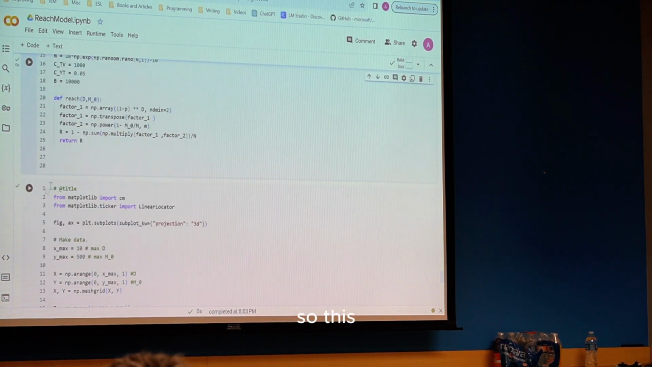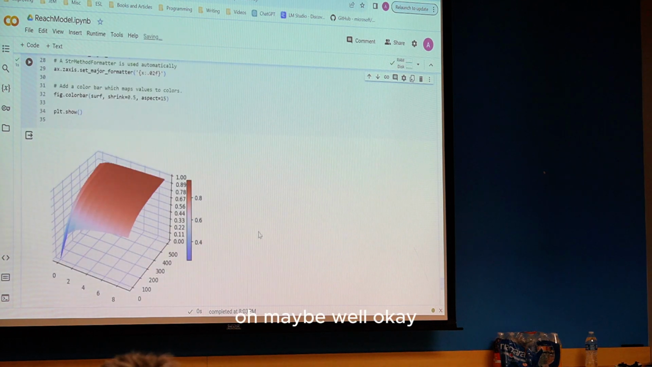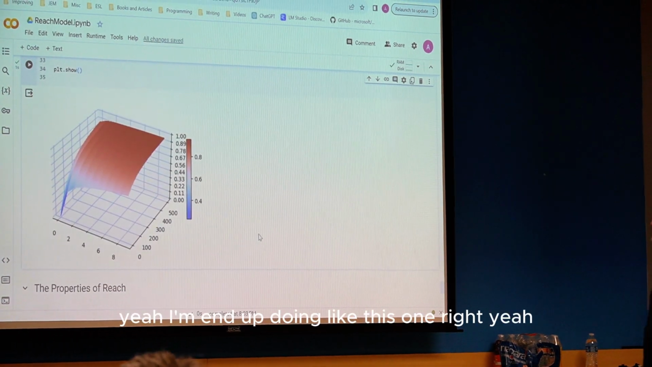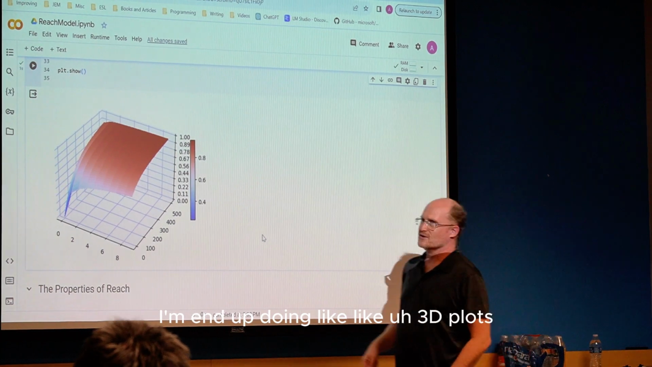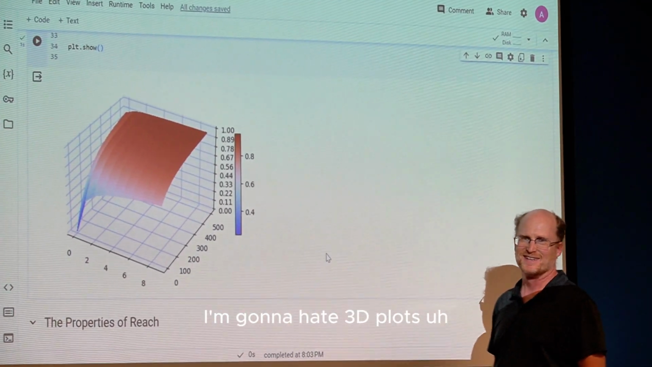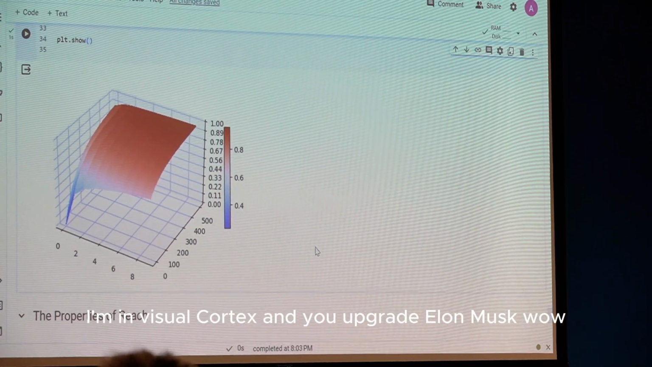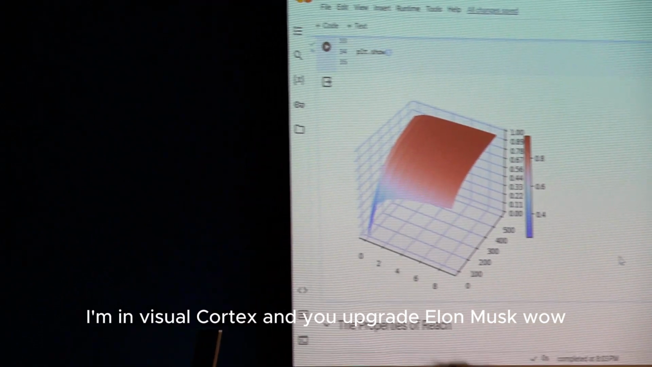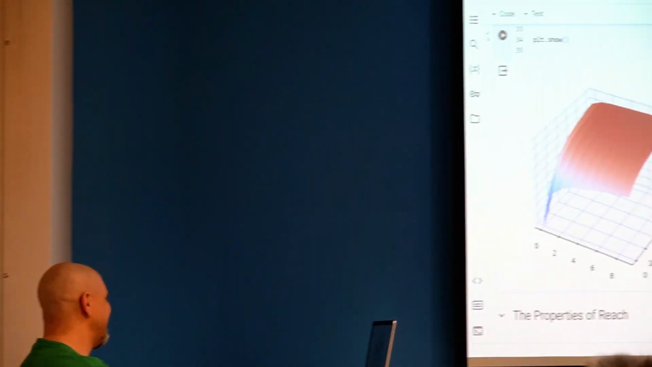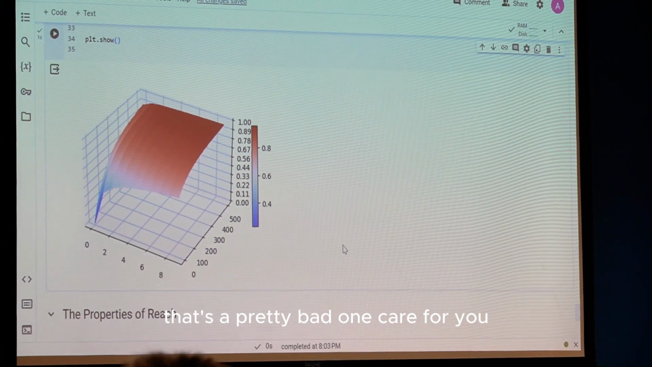So, maybe, well, okay. So yeah, I plotted it. Ahmed will like this one, right? Ahmed doesn't like my graphs. Ahmed doesn't like 3D plots. I'm going to hate 3D plots. Ahmed's visual cortex needs an upgrade. Oh! Elon Musk. Wow. No, that's a pretty bad plot.